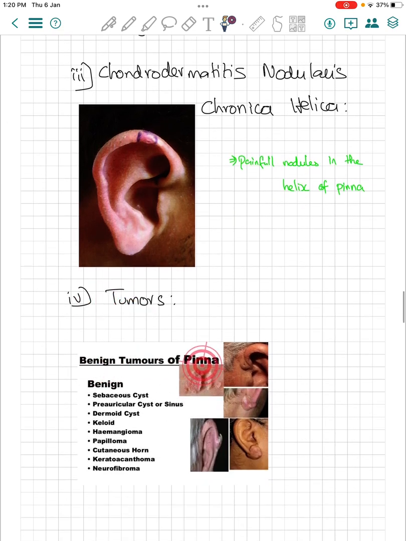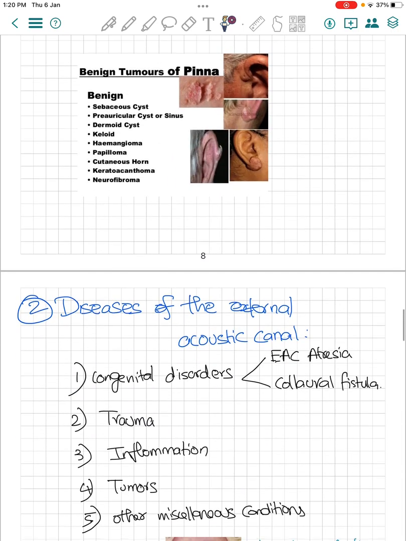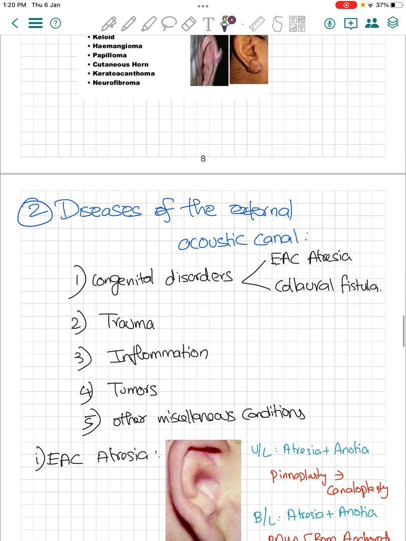Then there may be tumors of the pinna like cyst, dermatitis, keloid, hemangioma, papilloma, cutaneous horn, neurofibroma. Next, going to the next section, that is the diseases of the external acoustic canal.